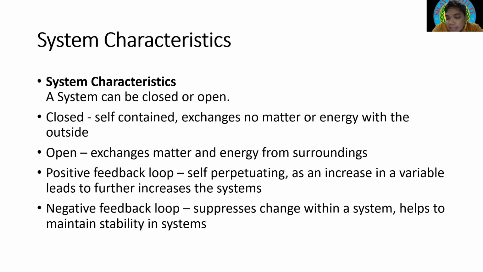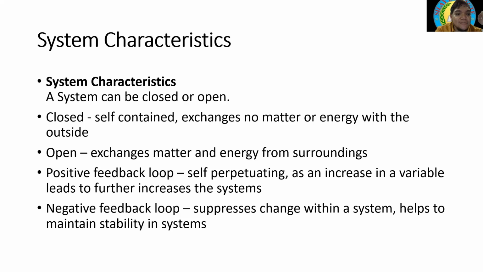Now, the characteristics of a system: it can either be a closed or an open kind of system. What is this closed and open kind of system? Closed, of course, as the word itself says, is self-contained. No matter the energy inside, it cannot go outside. It exchanges no matter or energy with the outside. Unlike the open, it exchanges matter and energy with the surroundings. So it's open to all of the variables present outside.